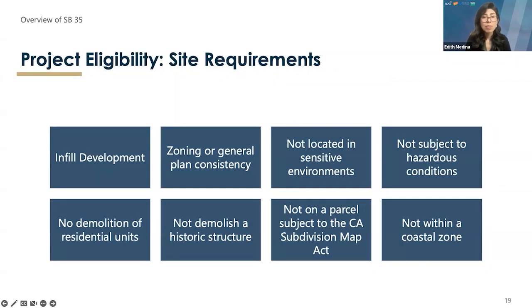SB 35 projects have numerous site requirements, and I'm going to go over each of them. The first one is that the project has to be an infill development where at least 75% of the perimeter of the site adjoins parcels currently or formerly developed with urban use. This can include parcels separated by a street or highway. Also, the project has to be located on a parcel zoned for or designated by the general plan for residential or residential mixed uses.